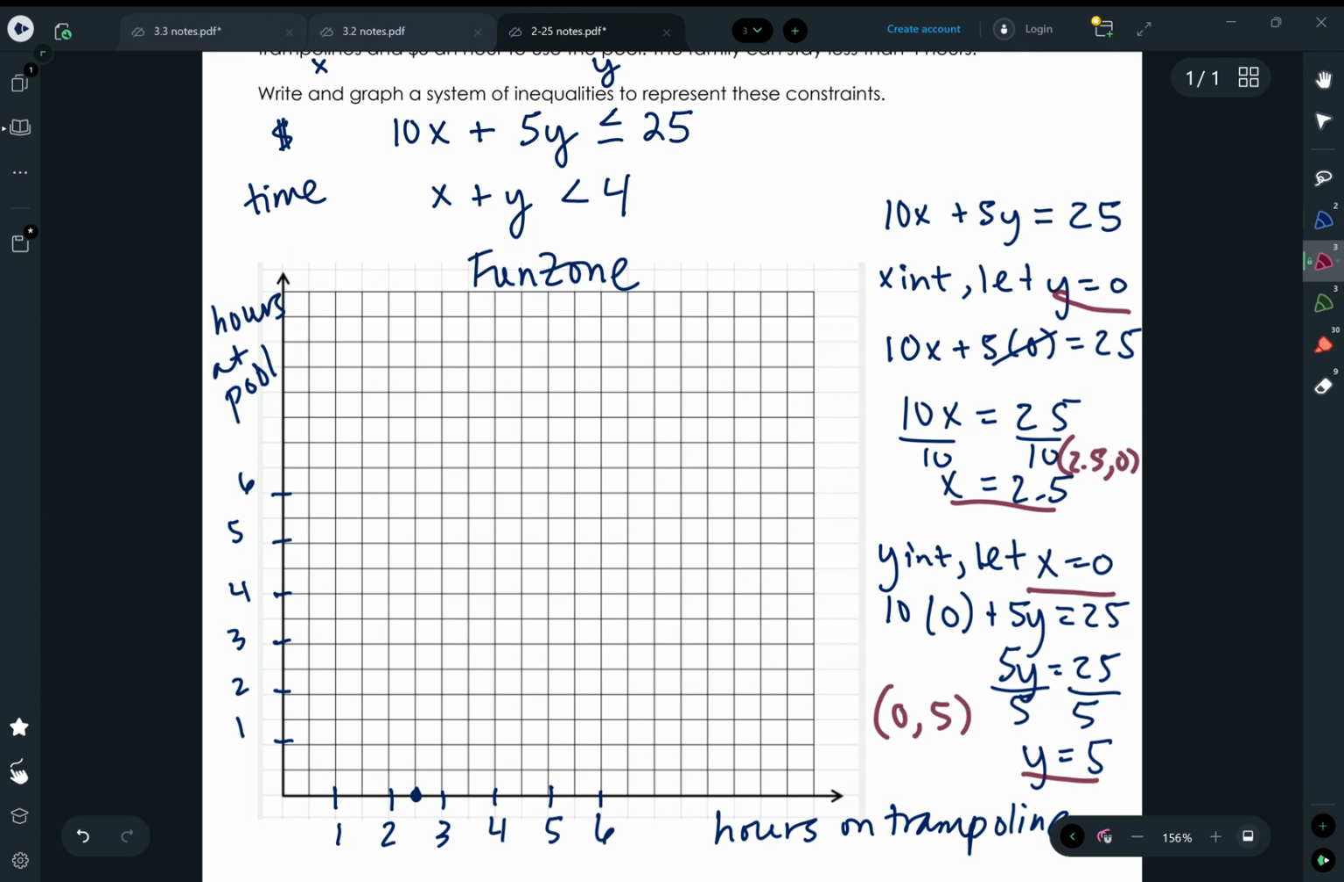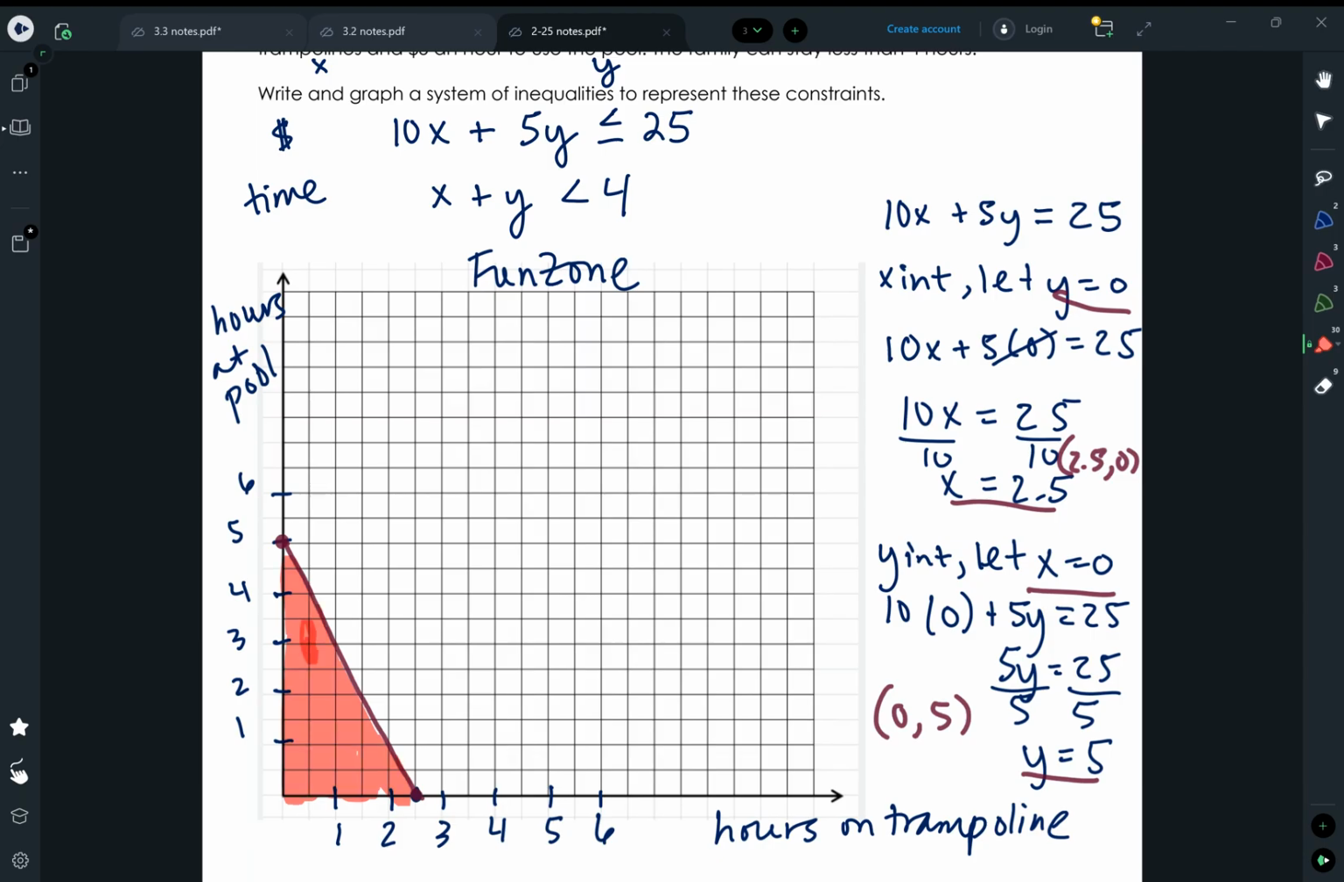And I think I want both of these in a color. So here's my 2.5, 0, and my 0, 5. And it looks like we could have made our scale much bigger, but that's okay. This is less than or equal to, so I do want to connect them with a solid line, not a dashed or dotted line. And I want to be shading, it says less than or equal to 25, so I'm going to be shading below this one.